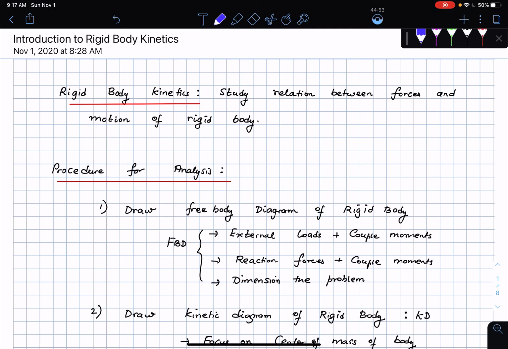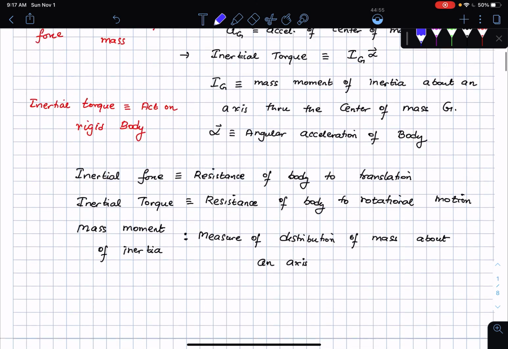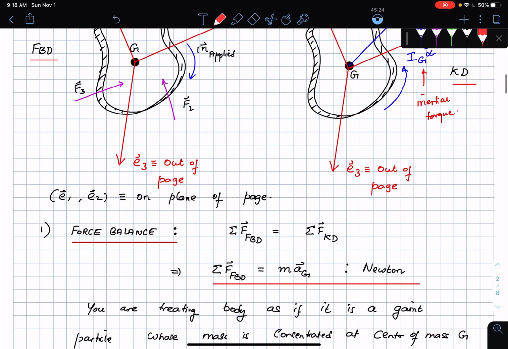Okay, we're going to have a procedure for analysis where we draw the free body diagram and the kinetic diagram. On the free body diagram, we mark all the forces and all the couple moments that you apply. And on the kinetic diagram, I'm going to have mass times acceleration at the center of mass, which is the inertial force. Okay, and then this term is the inertial torque.